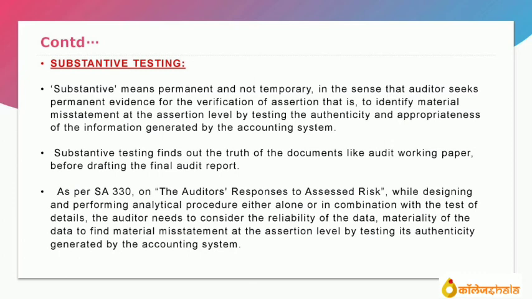So what do we mean by this? That is, in substantive testing, the auditor verifies and asserts the transactions in such a manner that there is a permanent evidence testing the authenticity and appropriateness. That means it searches for some strong procedures so that the authenticity and appropriateness of the information that the client has given in the books of accounts is tested by the auditor appropriately and authentically.